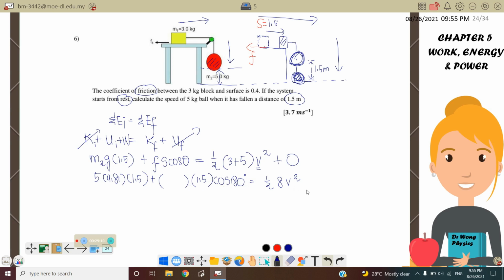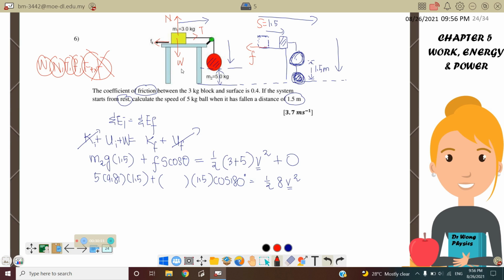Before we can find v squared, we need to find the frictional force first. To find it, we go back to chapter 4 and use the resultant force. We draw the free body diagram for M1, and you must ask 5 questions: weight, normal, tension, friction, and external force. Weight, yes. Normal, yes, because it's in contact with the table. Tension, yes, because there's a string. Friction, yes, to the left. External force we don't have, because there's no pushing or pulling.